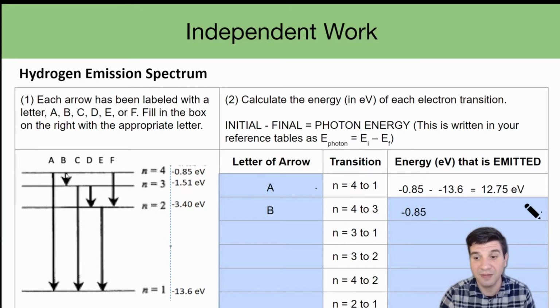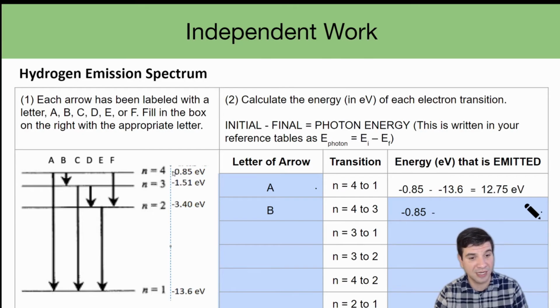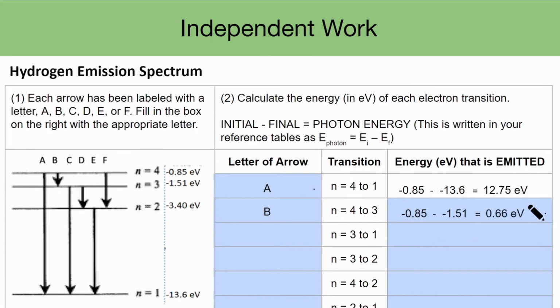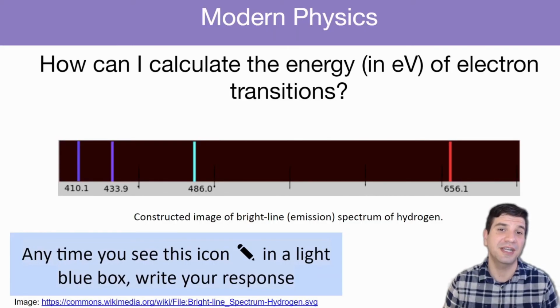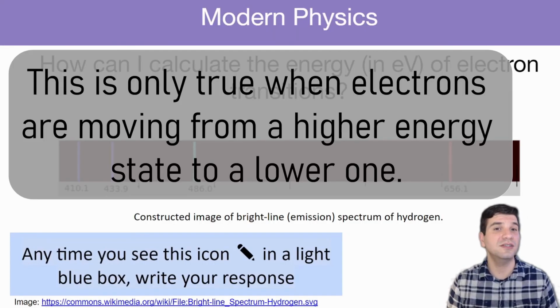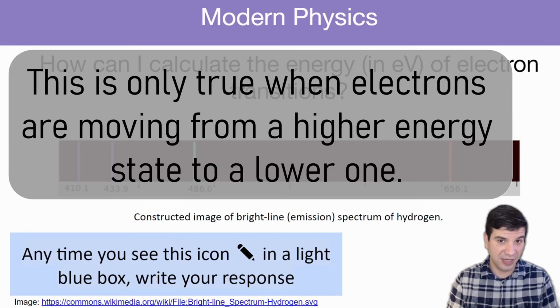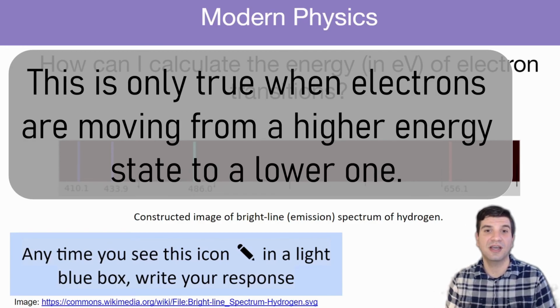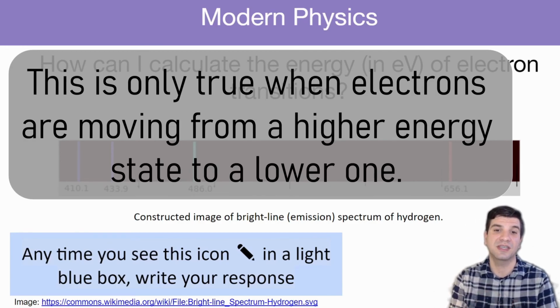Now we have to subtract away, as per the formula, where it's going to. So it's dropping from level 4 down to level 3, which is listed as negative 1.51 electron volts. So we're going to subtract out negative 1.51, giving us 0.66 electron volts. So that's pretty much it. The formula is relatively simple as long as you remember it's going to be a negative, take away a negative, giving you that positive amount to see just how much those electron transitions give up in energy.